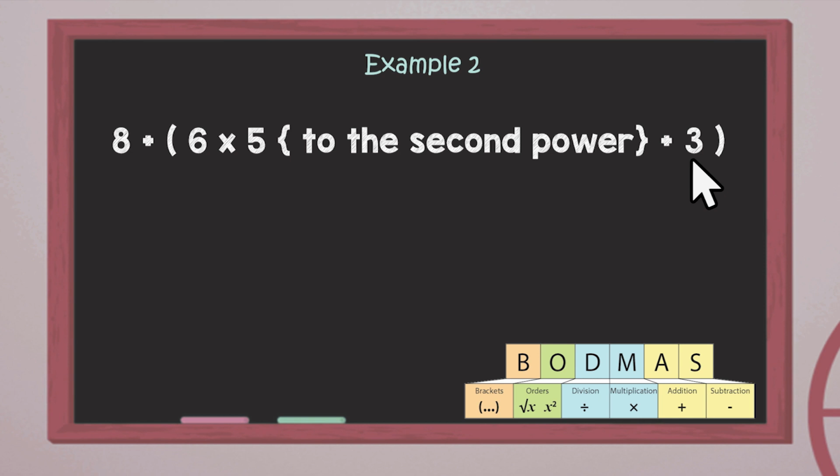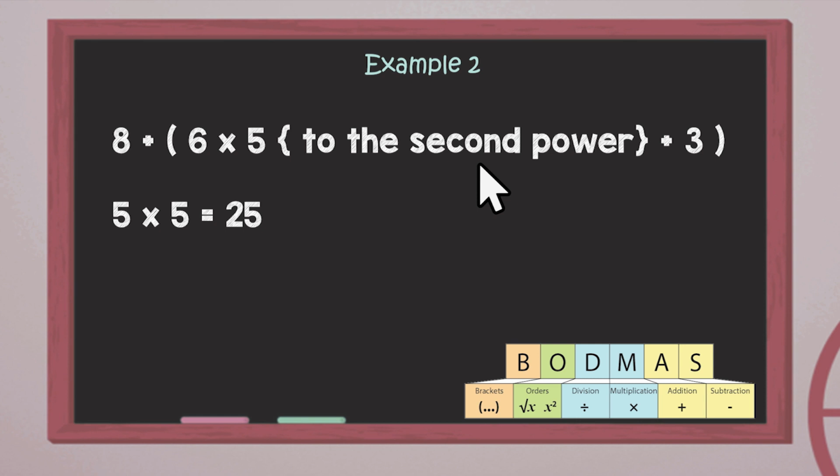So let's zoom in a little closer on this expression. Do we have brackets? Yes. So we will start there. Do we have any exponents? Yes, we have 5 to the second power. So let's calculate 5 to the second power. 5 to the second power means 5 multiplied by 5. And 5 times 5 would give us a total of 25.